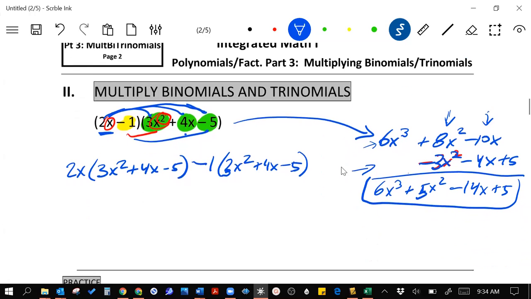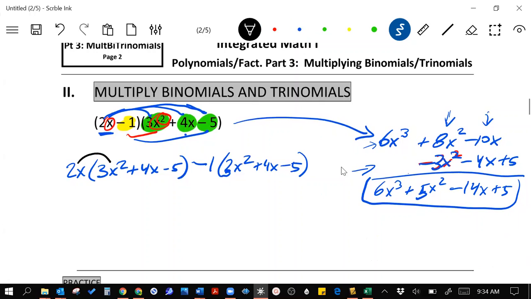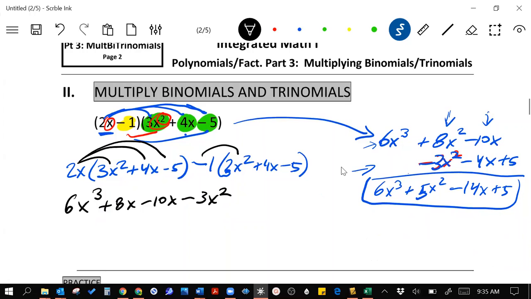Now, let's see if I get the same answer doing the other way. All right. I'll use the black one for this now. I do this times this, and I get 6x cubed. And this one, which is plus 8x. And this one, which is minus 10x. And here I'm going to get negative 3x squared, negative 4x. Oh, let's get these lines all in here. And a positive 5.